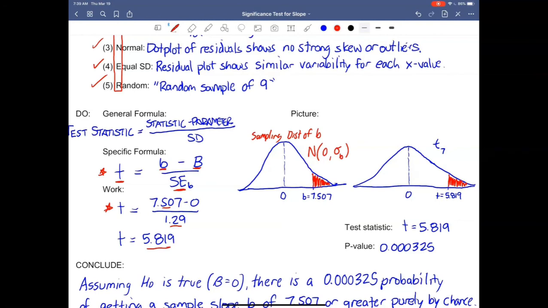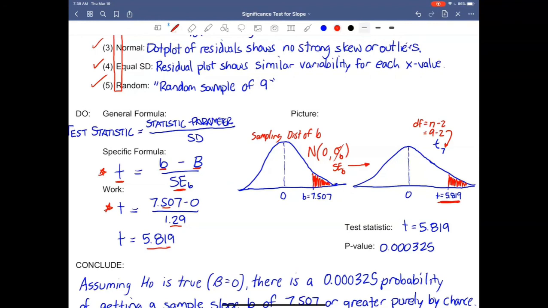And what we're going to do is estimate that sigma of b using SEB. But in doing so, we're actually transforming the normal distribution into a t-distribution. It's at the point where we standardize that the normal distribution turns into a t-distribution. And recall, our degrees of freedom here is n minus 2, which in this case, 9 minus 2, is going to give us degrees of freedom of 7. And so you'll notice here, this is where we're putting our standardized test statistic, 5.819.